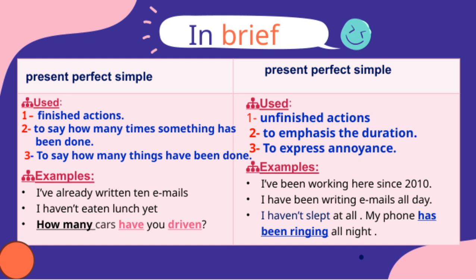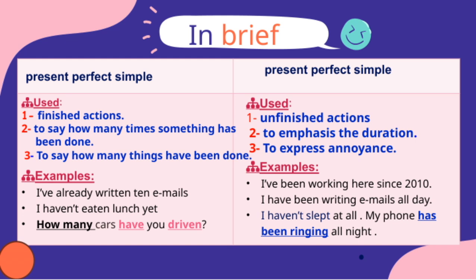We also use it to express annoyance, like my phone has been ringing all night, showing frustration over a continuous situation. Next, let's examine the examples. When I say, I've been writing emails all day, it emphasizes the duration of the action. Similarly, my phone has been ringing all night highlights how long the ringing has been going on and the ongoing nature of the situation.